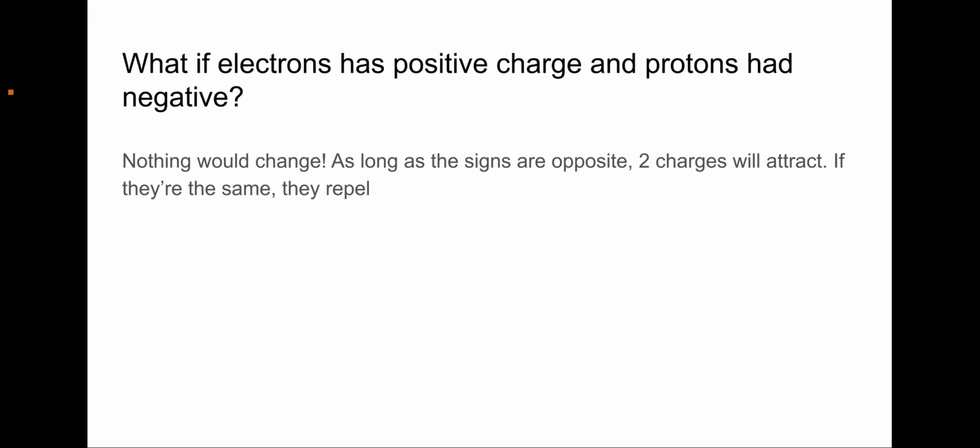What if the electrons have positive charge and protons have negative charge? Nothing would actually change, because all that matters is that opposite charges attract and like charges repel. That doesn't change at all by switching the roles of positive and negative, because as long as like is like and not alike is not alike, everything works out.